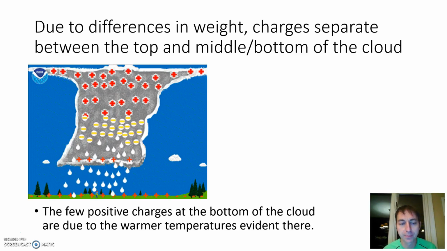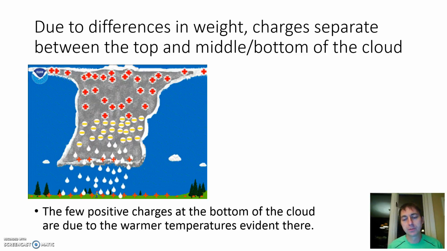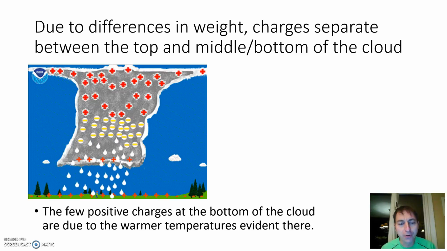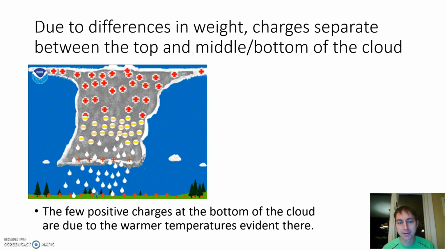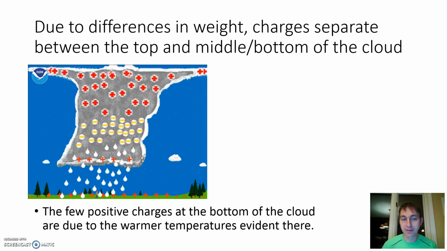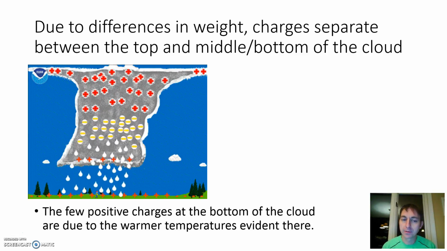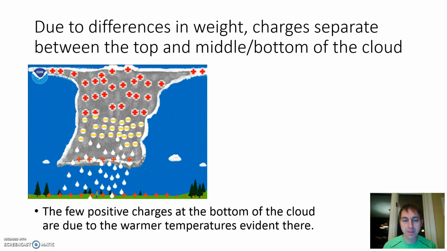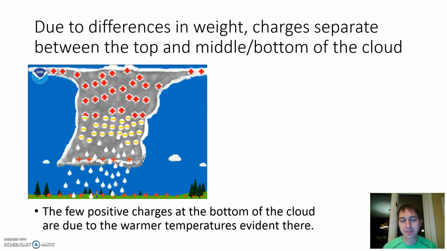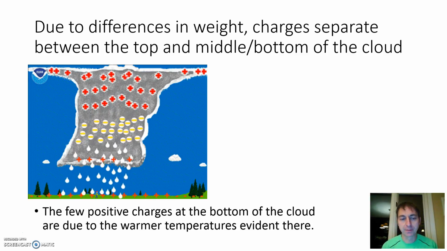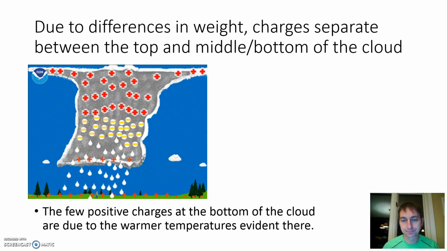Now you do note that there are some positive charges along the base of the cloud in this picture, and those take place there due to the warmer temperatures at the bottom of the cloud. They aren't sufficient, though, to balance out the negative charge evident in the middle and the surroundings. So there is a little bit of a measured positive charge at the bottom of a thunderstorm cloud, but the overall charge of the base of the cloud is going to be negative.